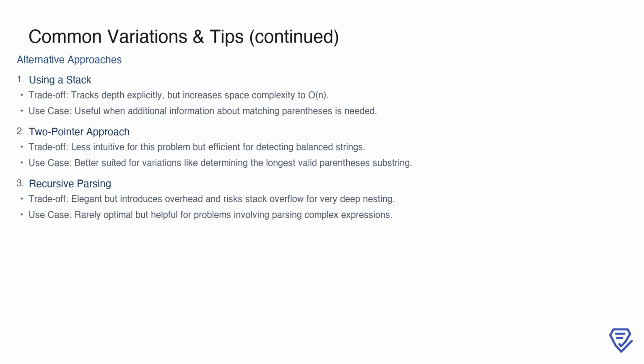Finally, let's explore some alternative approaches. One option is using a stack, which explicitly tracks depth. While this can be helpful for problems requiring additional information about matching parentheses, it increases space complexity to O(n). Another method is the two-pointer approach, which is less intuitive for this problem but very efficient for detecting balanced strings. This method is better suited to variations like finding the longest valid parentheses substring. Lastly, there's recursive parsing, which can be elegant but introduces performance overhead and risks stack overflow with deeply nested inputs. While rarely optimal, recursion can be useful for parsing more complex expressions.